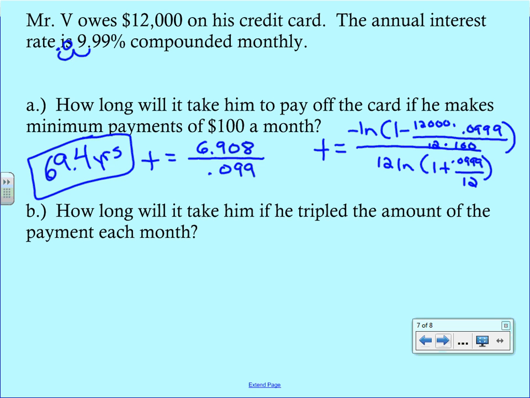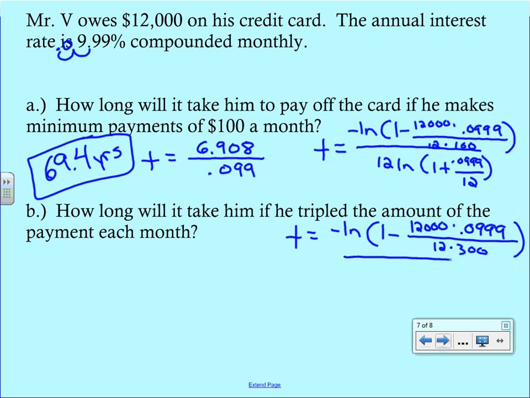All right. For the second one, it says how long will it take if it's tripled the amount. So now all of a sudden the only thing different is I need to put a 300 every place I see a 100. That's the only thing that changes here whatsoever. So if you write this all out again, I have my t. I have in that top a negative natural log. I have a 1 minus. In the top, I have that 12,000 times my 0.0999, all divided by my 12 times my now 300 in that spot.